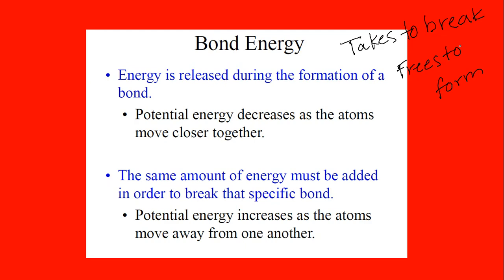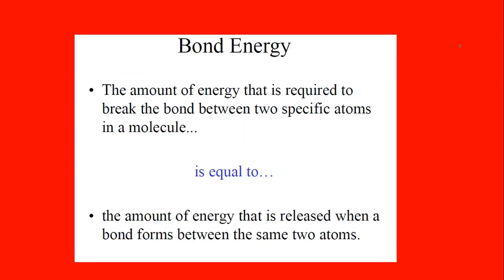Potential energy increases as the atoms move away from each other. So remember, as those electrons get more space from the other nucleus, there's more space to be lost, more places to get in trouble. The bond energy is the amount of energy that's required to break the bond between two specific atoms, and it's equal to the amount of energy that's released. So again, please remember, takes to break, freeze to form. You are going to be so glad you remembered that.